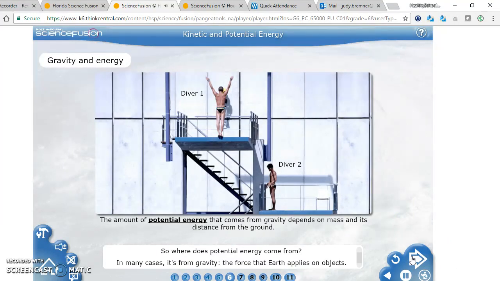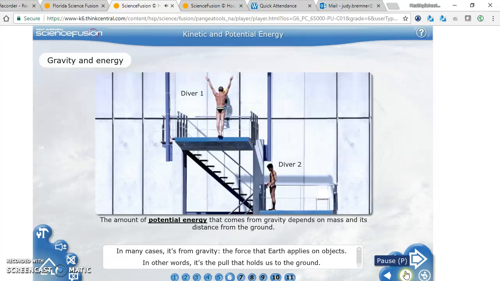So where does potential energy come from? In many cases, it's from gravity, the force that Earth applies on objects. In other words, it's the pull that holds us to the ground. The amount of potential energy that comes from gravity depends upon two things: the mass of that thing and its distance from the ground.